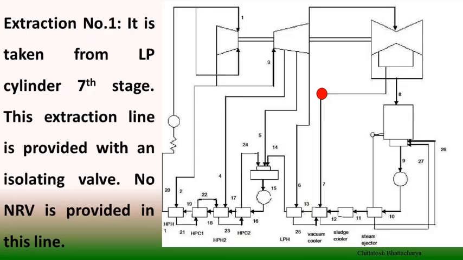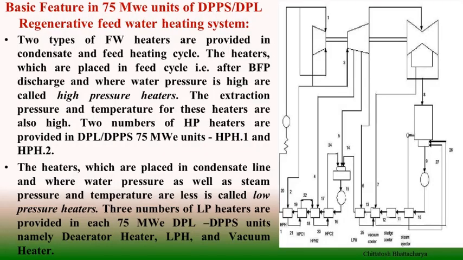First extraction is taken from LP cylinder expansion steam after 7th stage. This extraction line is provided with an isolating valve. There is no NRV provided in this line, and this is supplying the steam for regenerative feed water heating in the vacuum heater, and they are placed just before LP heater. So we find the basic features in the 75 megawatt units of Durgapur Projects Limited regenerative feed water heating system.